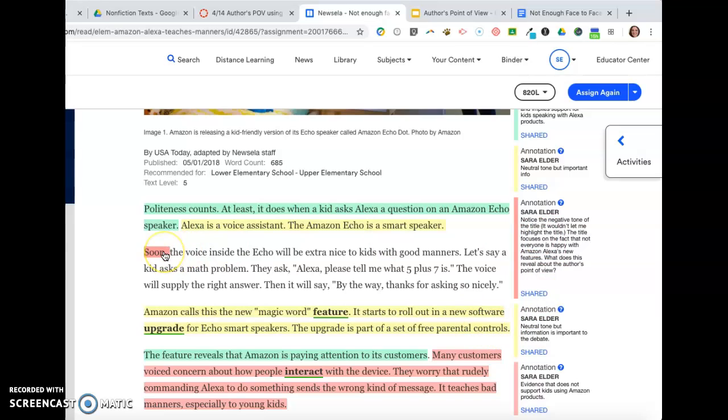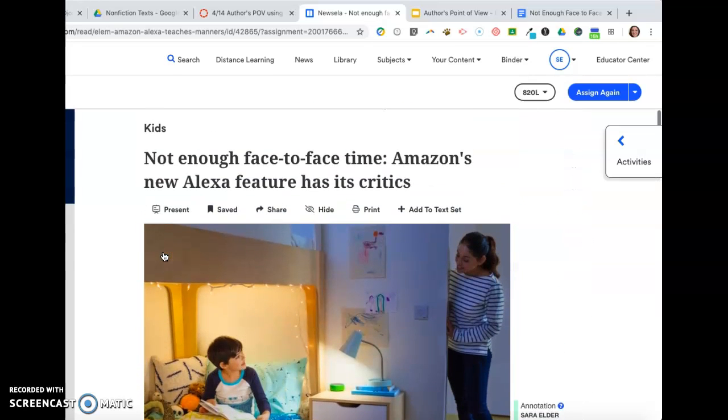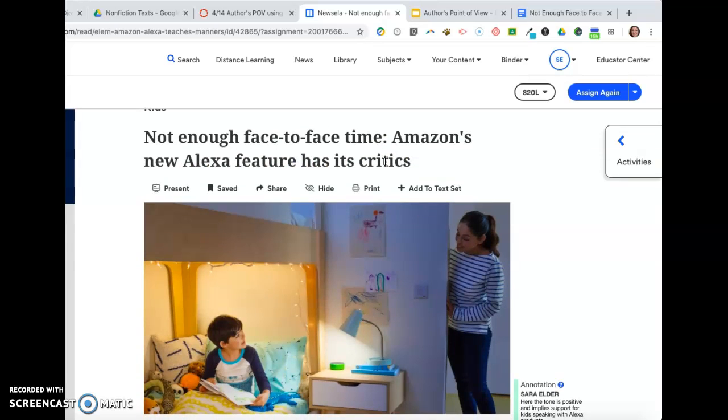For example, here it wouldn't let me highlight the title, but I want you to pay attention to the title. Not enough face-to-face time. Amazon's new Alexa feature has its critics. So the tone here is negative. It's automatically jumping to the fact that some people do not like the new features added to Alexa. And it points out the main concern right here in the title, not enough face-to-face time.